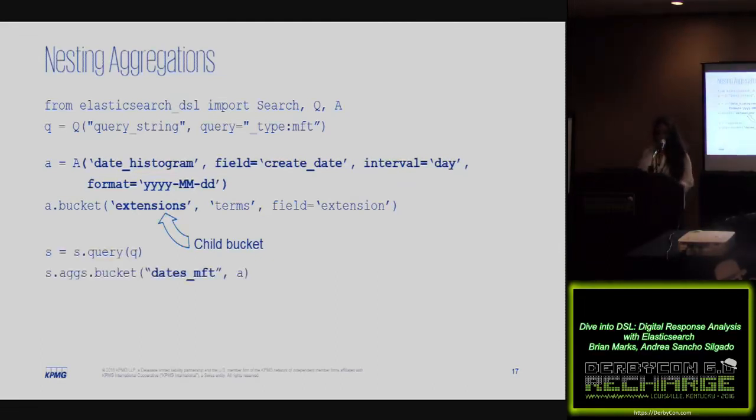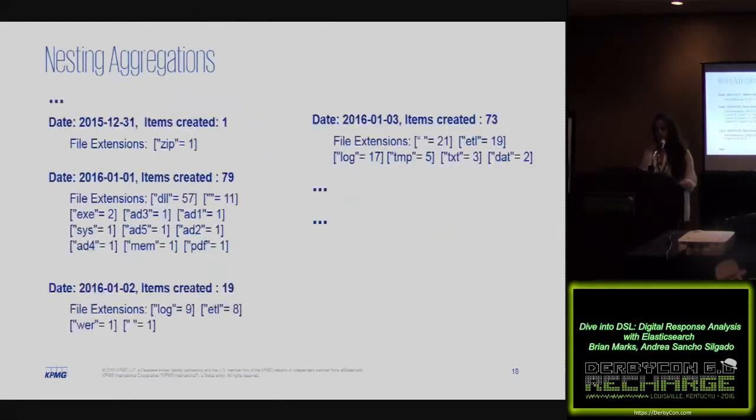We add our query to the search again, and we add our top-level aggregation to the search object. You don't need to add the child. The child is embedded in the parent aggregation. We execute our search, and here's what we get back: all the files that have been created per file extension per day on a file system. And if you guys are familiar with forensics, there's something really particularly odd in this slide.